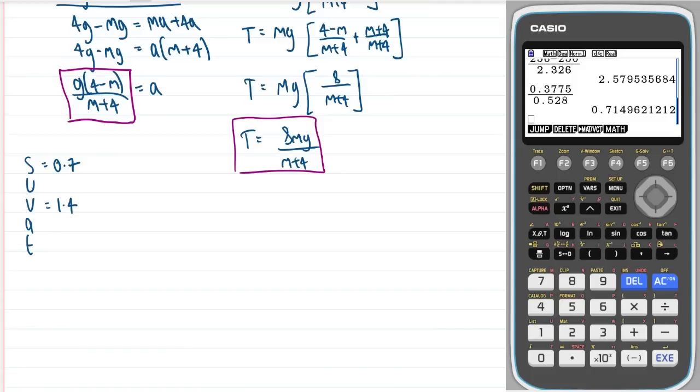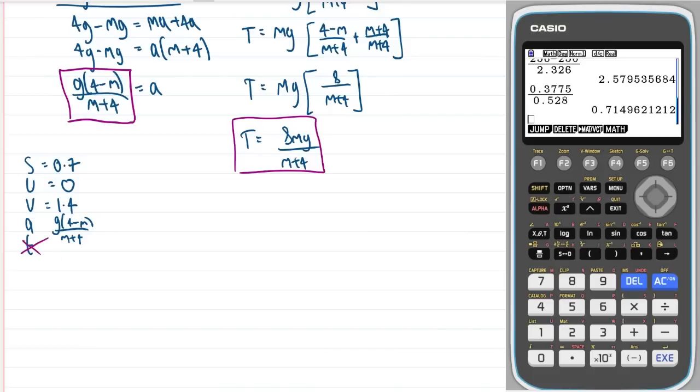We know that the acceleration is g times (4 minus m) over (m plus 4). Of course, sorry, the initial velocity was 0 because it started at rest and then it's released, has this acceleration, gets to this speed, and it covers that amount of distance.